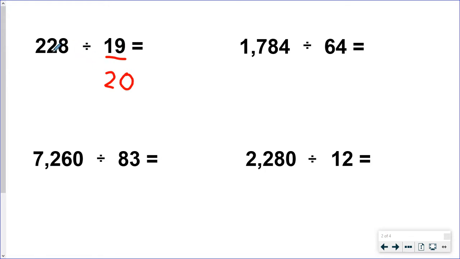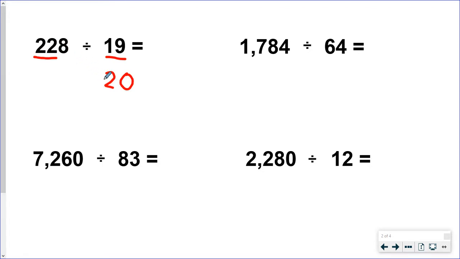Now we're going to come over to this problem here. If you remember from yesterday's lesson, this first number here was a 2, so we were ignoring a 0. So what we're going to do now is round this number here to where the first 2 numbers are divisible by 20.